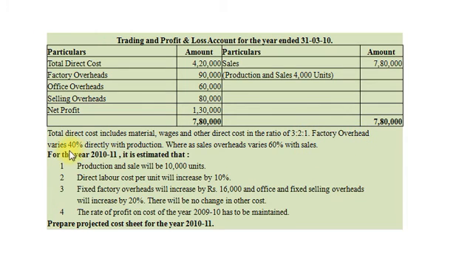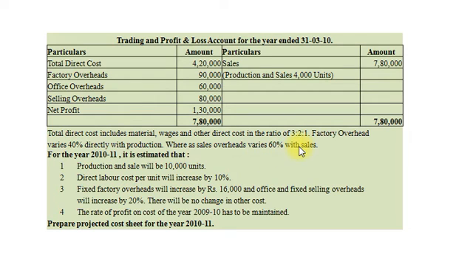Factory overheads vary 40% directly with production. It means out of total factory overheads of rupees 90,000, 40%, that is 36,000, is variable and 60%, that is 54,000, is fixed. Same, sales overhead varies 60% with sales. It means out of total selling overheads 80,000, 60% is variable and remaining 40% is fixed.